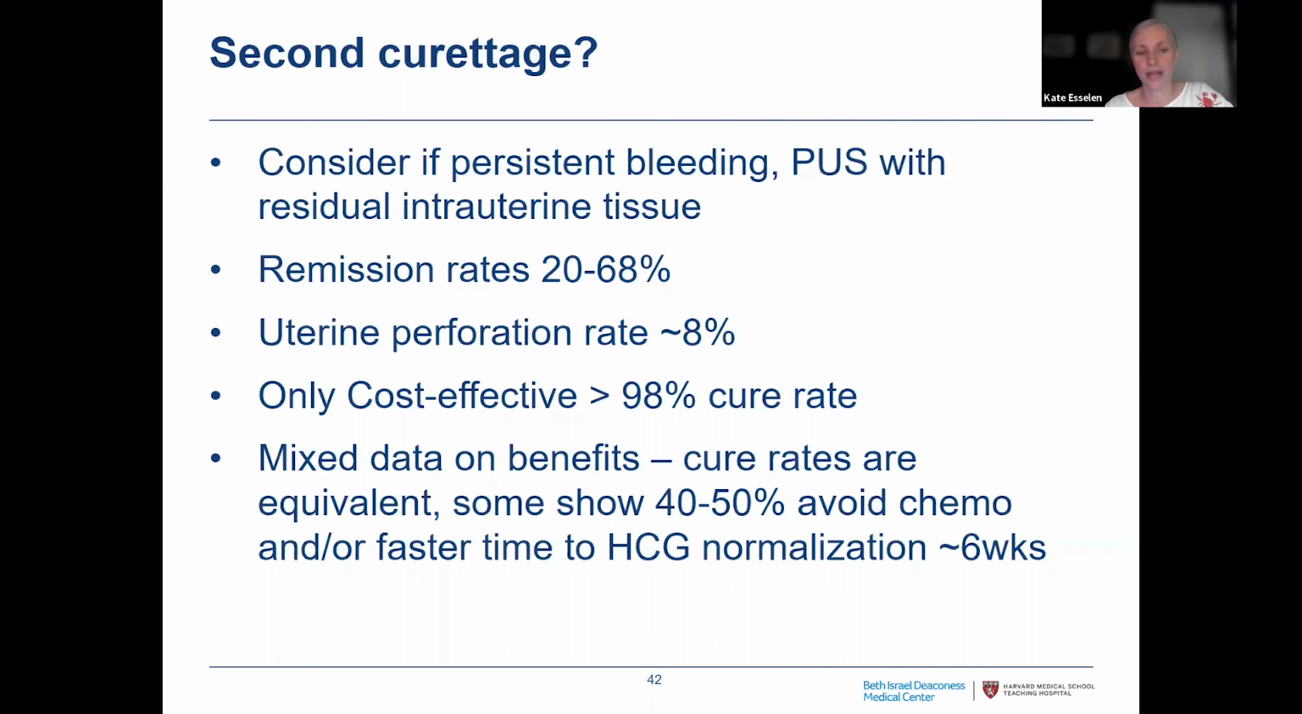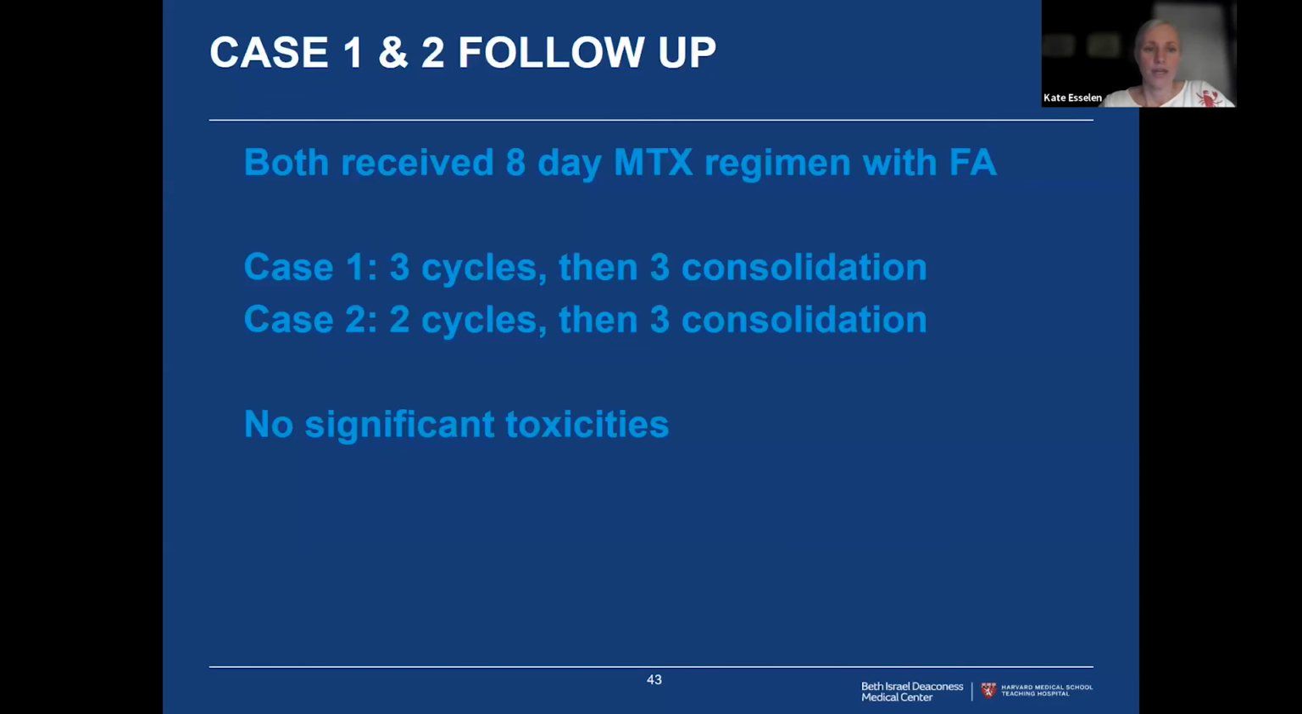But in somebody who's bleeding, who has intrauterine disease, or is highly motivated to avoid chemotherapy, knowing they might still get it, it's reasonable. And there's a series that does show HCG normalizing a little faster if you evacuate the uterus. So in our 2 cases, both patients received 8-day methotrexate. Case 1 got 3 cycles till normal, case 2 got 2 cycles, and then they each got 3 consolidation cycles. Neither one of them experienced any significant toxicities, and both did very well and continue to do well.